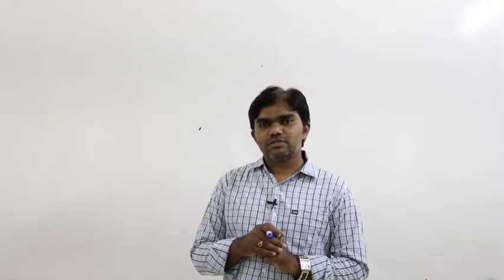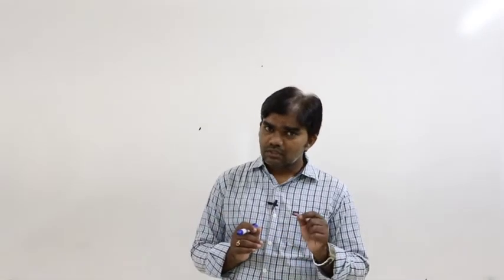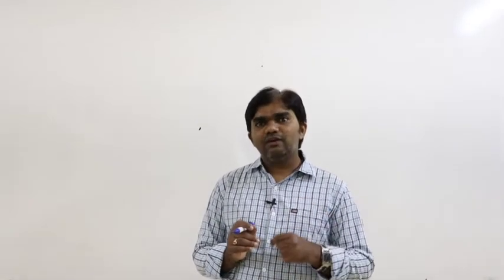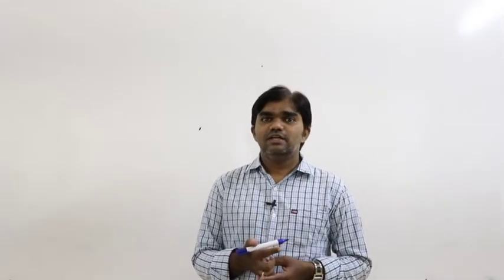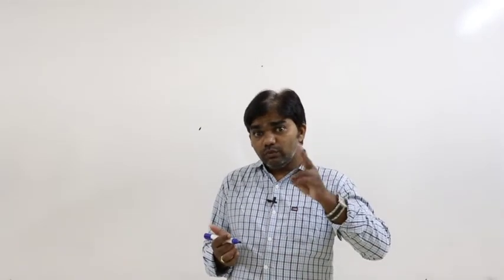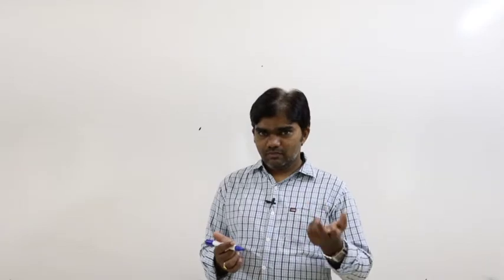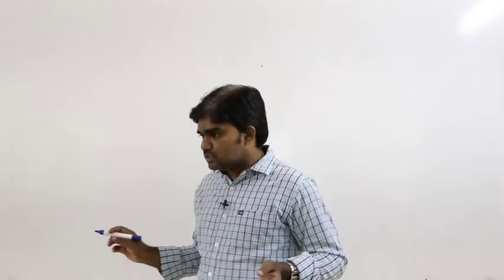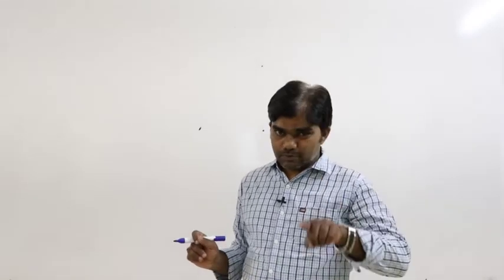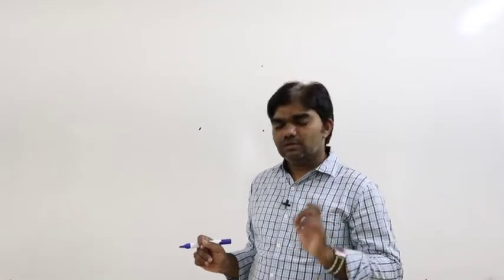What is the situation? Slope of velocity time graph gives acceleration, area under velocity time graph gives displacement. We discussed about these two conditions: area under velocity time graph gives displacement, slope of velocity time graph gives acceleration.